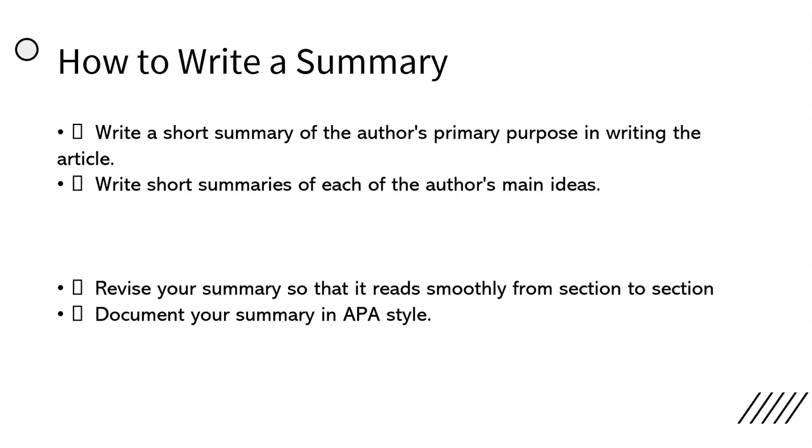And then what you want to do is write short summaries of each of the author's main ideas. So again, go back and look at your notes. In your notes, you've been identifying what those main ideas are. Now all you're doing is stringing it together in sentences. Once you've written your paragraph, you want to revise your summary so that it reads smoothly from section to section. And then, of course, you want to go back to APA style, to make sure that you're documenting your summary in APA style. These are just some general guidelines.